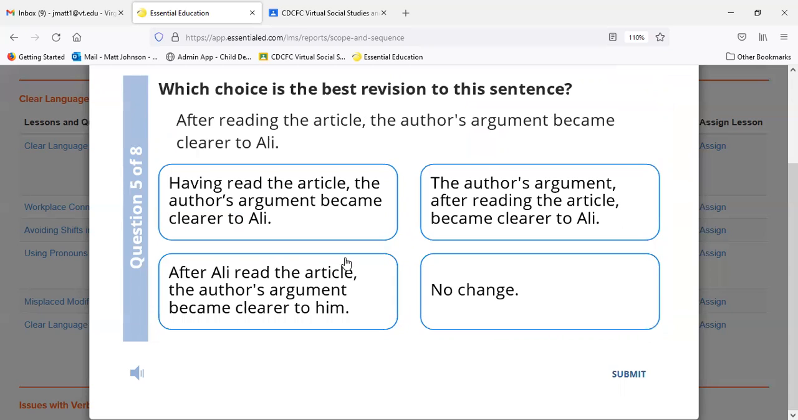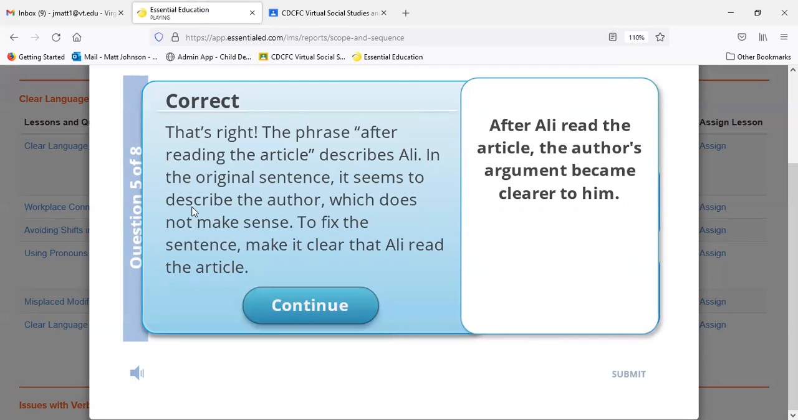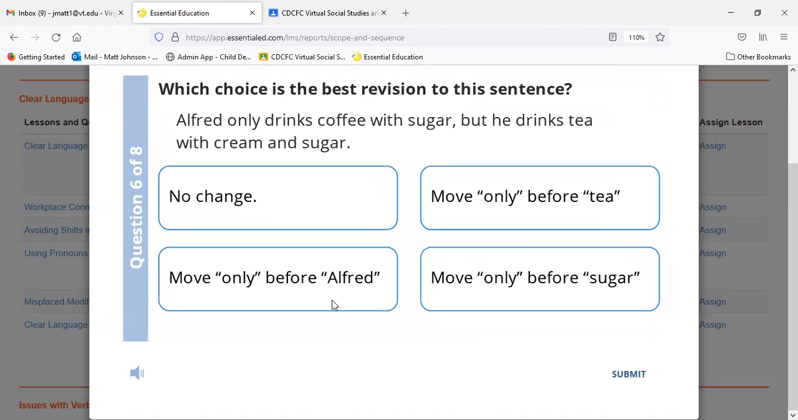All right, and here we have, after reading the article, the author's argument became clear to Allie. So, we don't know who's reading the article in this situation. Is the author reading it? Is Allie reading it? So to revise that, we put, after Allie read the article, the author's argument became clear to him. Or Ali. I think it's Ali, not Allie. Yeah, so Ali. That better clarifies the sentence.